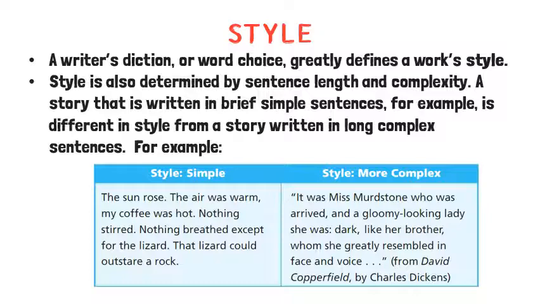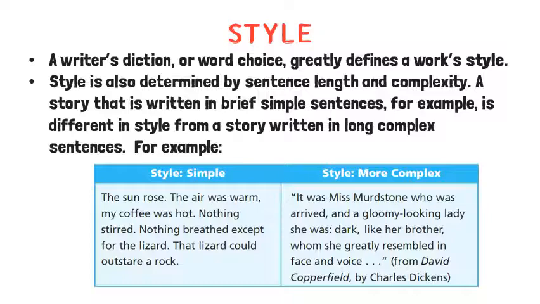So style is how a writer chooses to put all of his features together. In particular, as you saw, the writer's diction, their word choice, really has a huge impact on their style, and this is coupled with their sentence length and how they combine, I guess, a variety of long and short sentences.